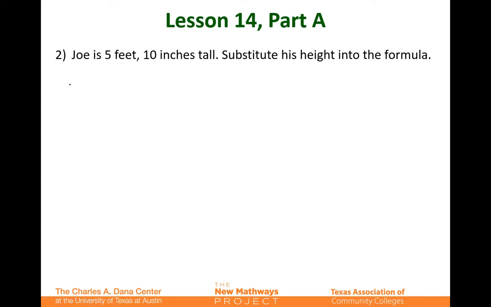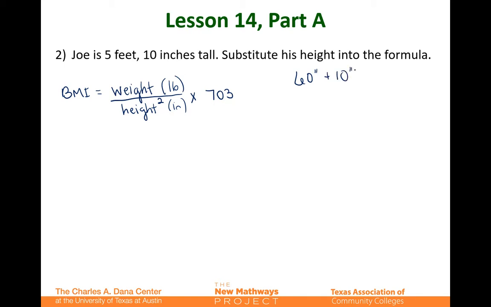So your BMI equals your weight, which needs to be in pounds, divided by the height squared, and height needs to be in inches, times 703. Well, 5 feet is 60 inches. So Joe is 60 inches plus 10 inches, which is 70 inches. I got that simply by going 5 times 12 equals 60.